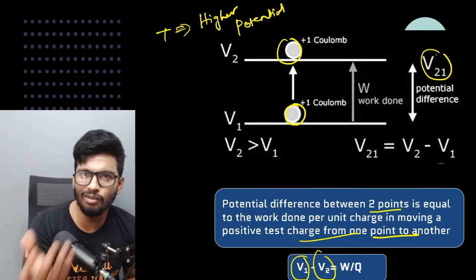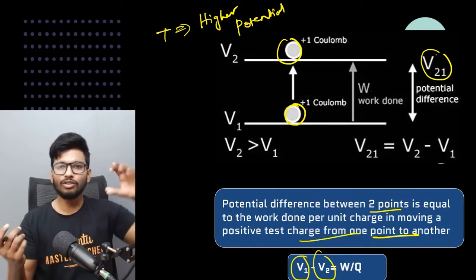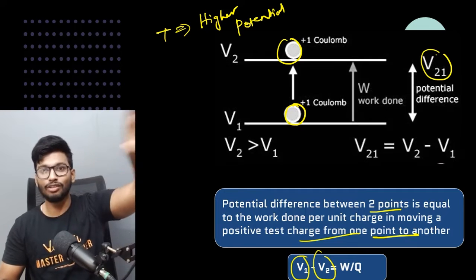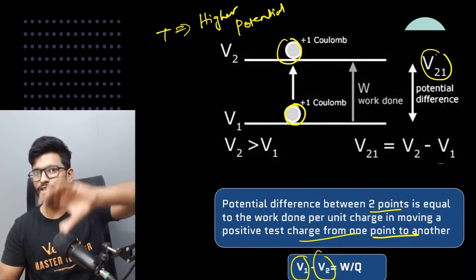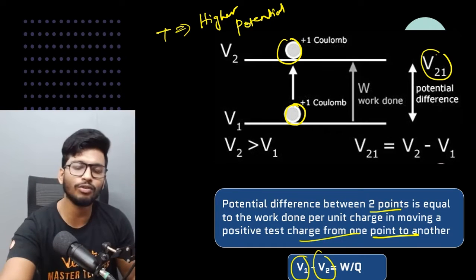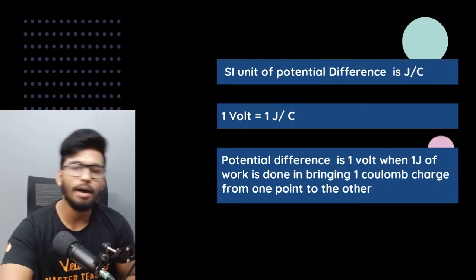It's just like wind, it's like heat. Wind flows from high pressure to low pressure. Heat flows from high temperature to low temperature. Water flows from high pressure to low pressure. In the same way, current also flows from higher potential to lower potential.